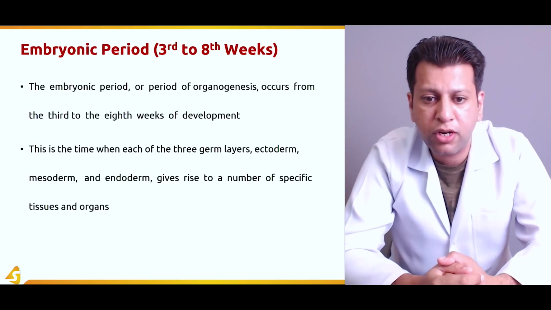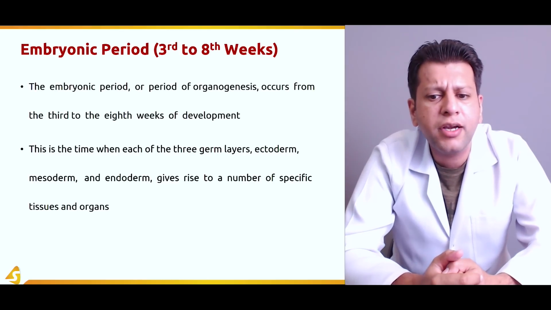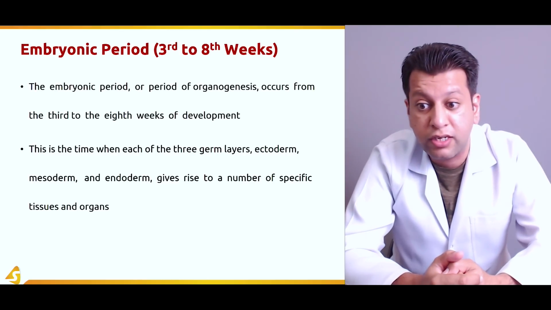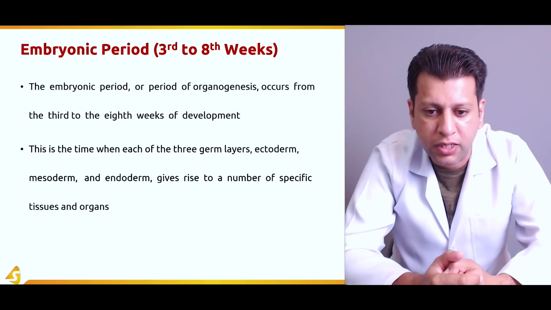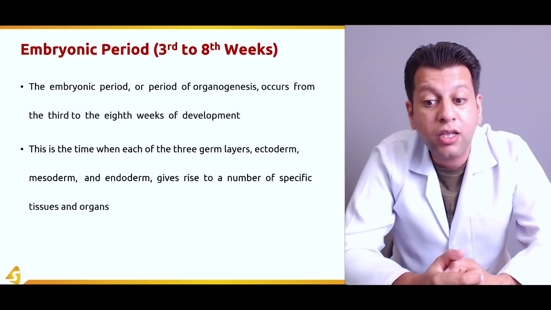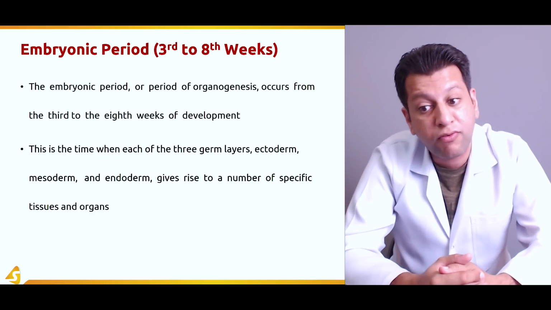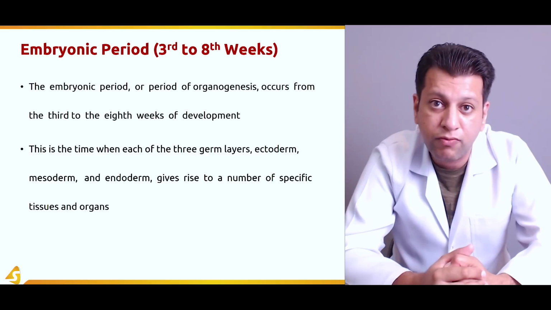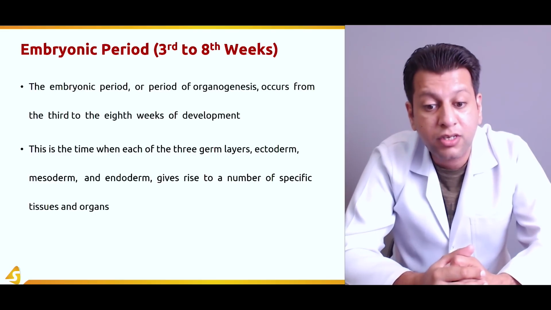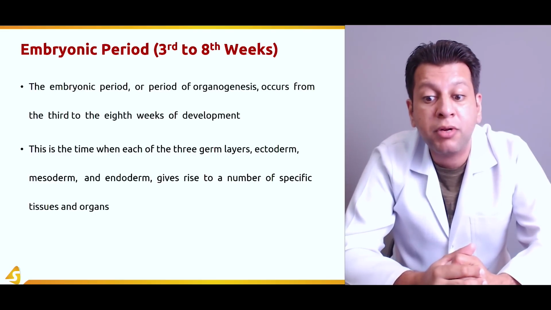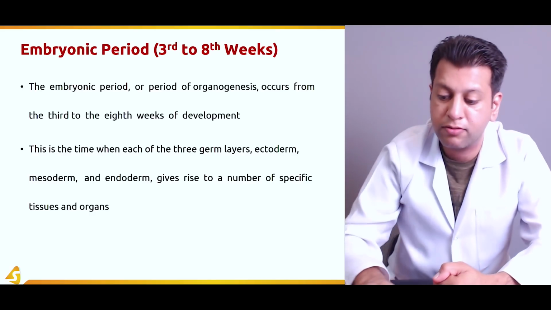So what is embryonic period? Embryonic period or period of organogenesis occurs from third to eighth week of development. Why is it called organogenesis? Because all the organs are actually formed during this period. This is the time when each of the three germ layers, which I've already discussed in the previous lectures, the formation of ectoderm and mesoderm and endoderm, these three germ layers: ectoderm, mesoderm, and endoderm give rise to a number of specific tissues and organs.